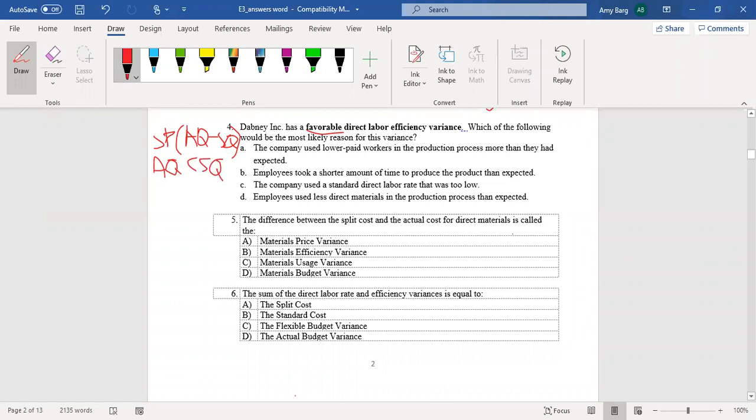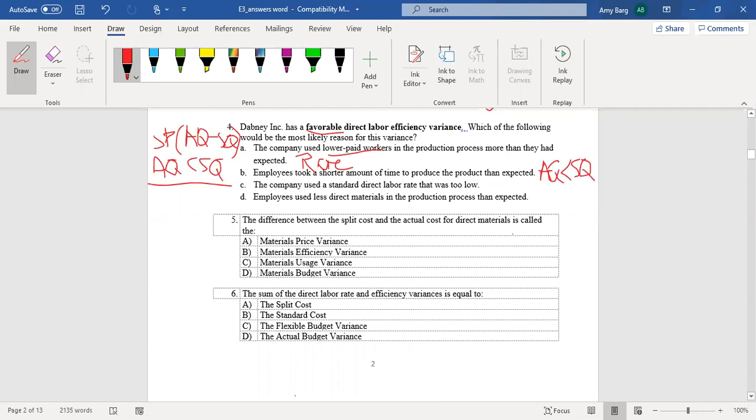So the company used lower paid workers in the production process more than they had expected. Well, that's not really a direct labor efficiency variance. That's what they paid them. So this is a price variance, the rate variance. Employees took a shorter amount of time to produce the product than expected. Well, that is going to give you the actual quantity of hours used less than the standard quantity. That's what we're looking for there.